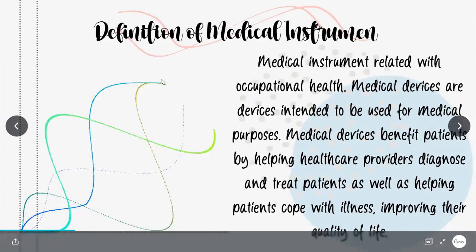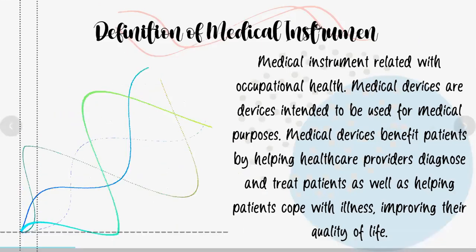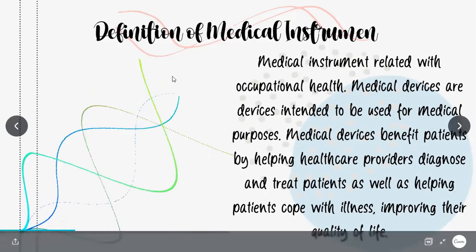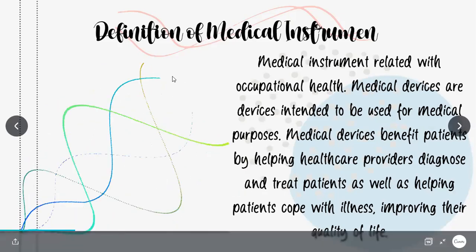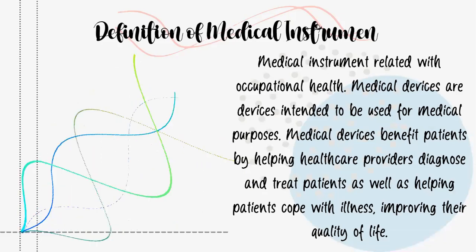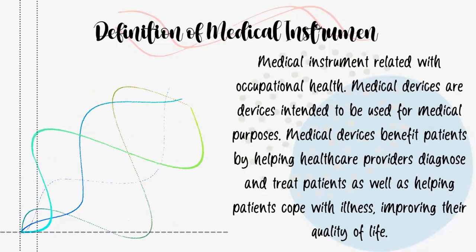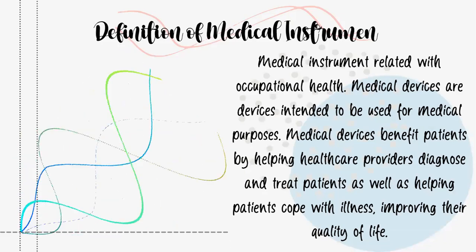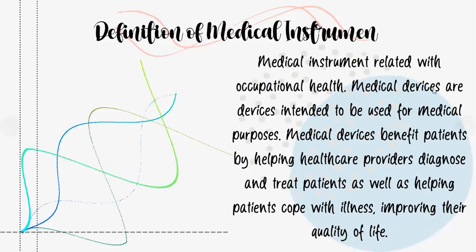Definition of medical instrument. Medical instruments are related to occupational health. Medical devices are devices intended to be used for medical purposes. Medical devices benefit patients by helping healthcare providers diagnose and treat patients, as well as helping patients cope with illness, improving their quality of life.